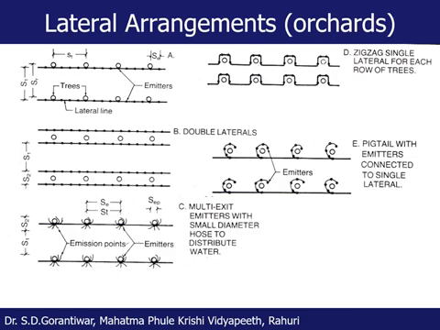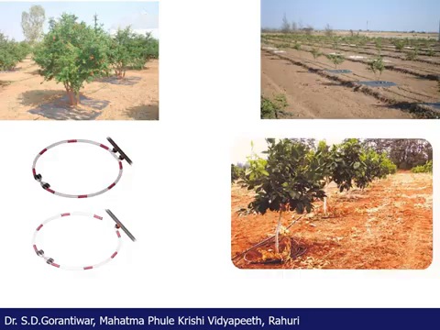Or we can have these laterals. Now you see the right side figure. We can have the lateral wound around the tree, like this. Okay, so we can make such an arrangement as well. Or we may have one lateral, and to this lateral there is again a small piece of lateral attached, which is wound around the tree, and on this small piece there are the emitters. So these are the different lateral arrangements.